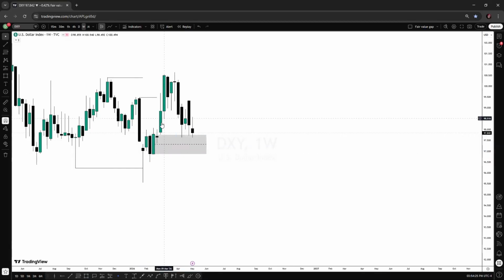And we also have a fair value gap. Now, order blocks that are paired with fair value gaps are high probability. Okay, they are high probability areas. So let's just use this one. So now the market is right at that point.